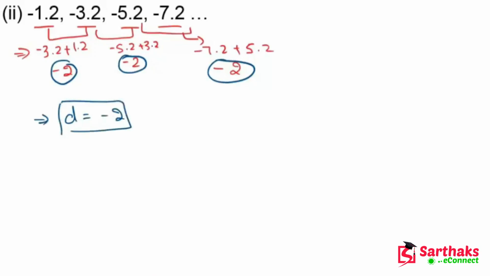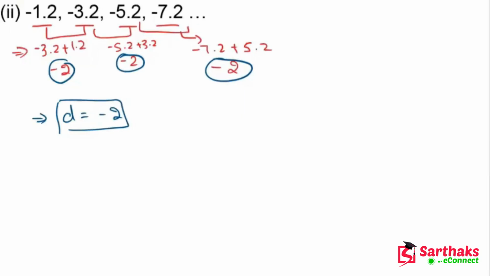So the common difference is minus 2, which is the same. So we can say that this is an AP. Now we have to write the next 3 terms. We have A1, A2, A3, A4, and what is A5? A5 is A4 plus D, and what is A4? Minus 7.2 minus 2, we get minus 9.2.